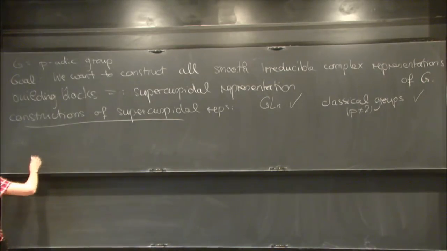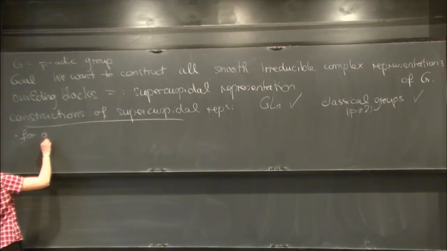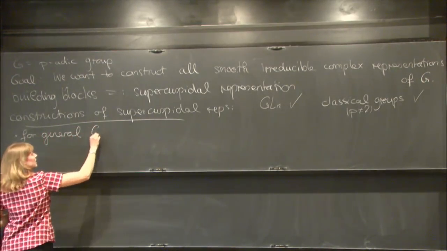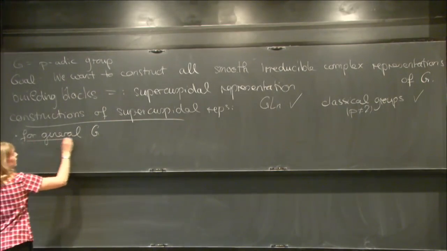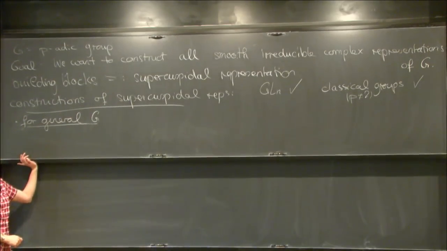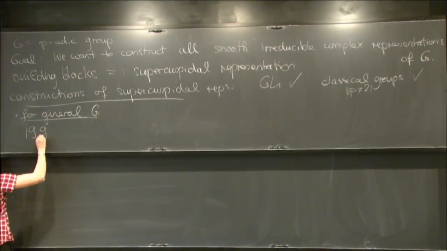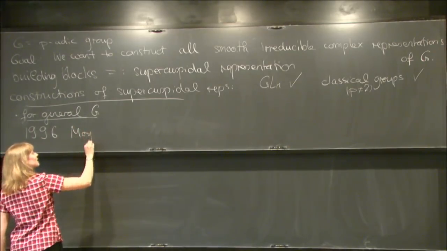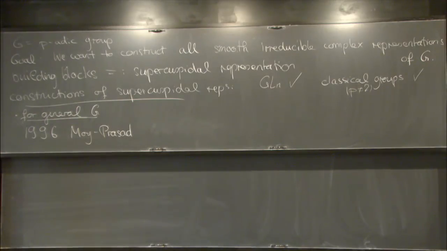So the question is, what about general groups? So constructions for general G, general p-adic groups, like if you want to construct them not just for GL_N, but also for all the others. So there, much less is known. It started around 1996, Moy and Prasad. They introduced some notion of depth. So can you see here?